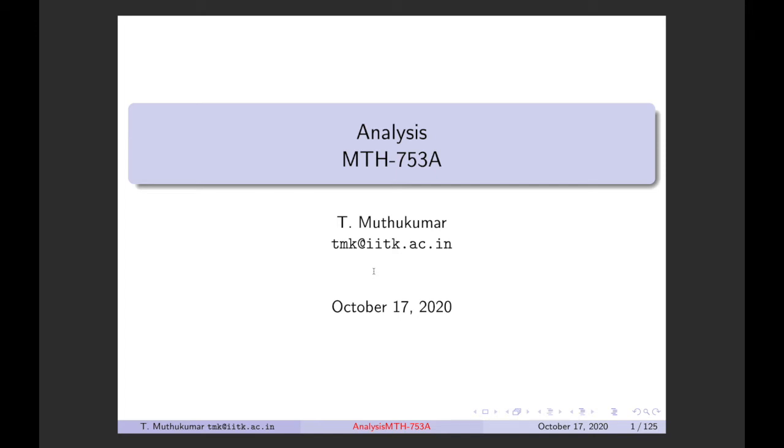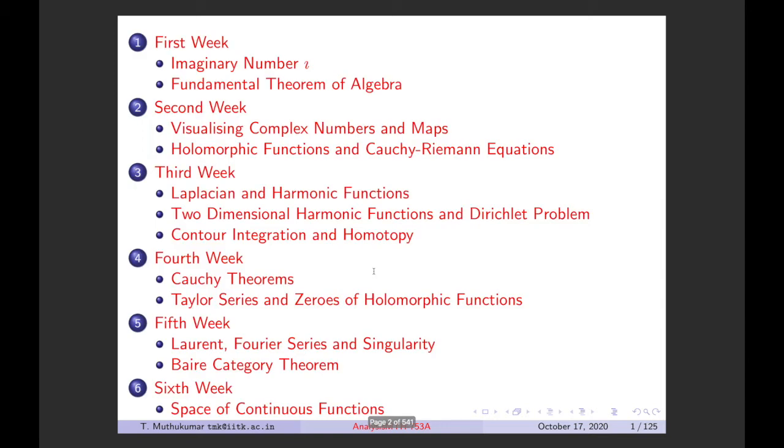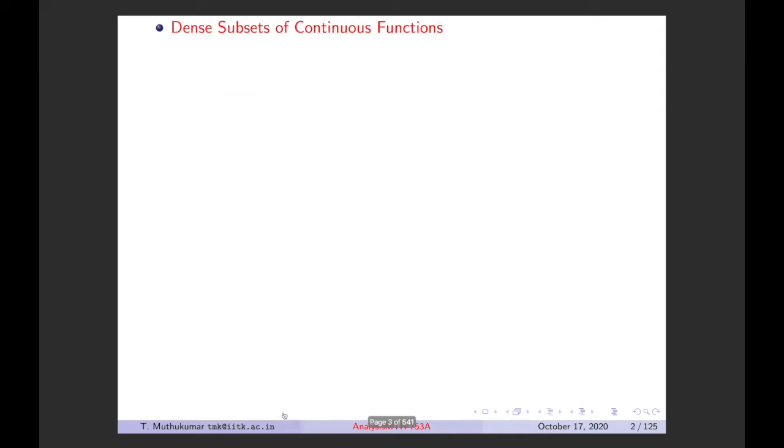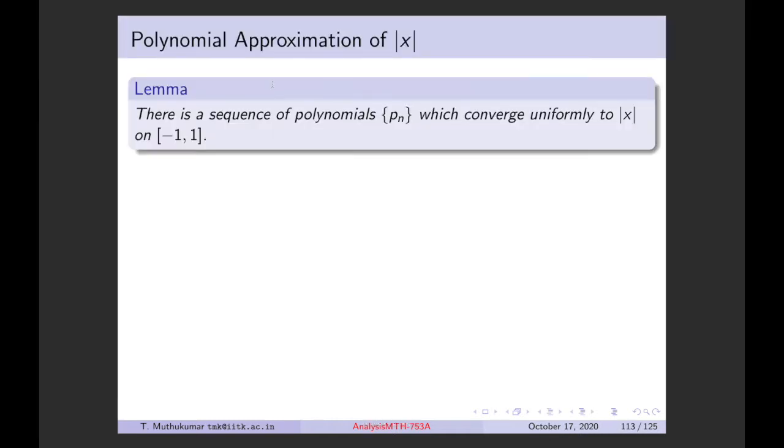Welcome back. In the previous lecture, we had talked about the space of continuous functions. In this lecture, we are going to talk about the dense subsets of continuous functions. So let's start with one kind of simple density result.